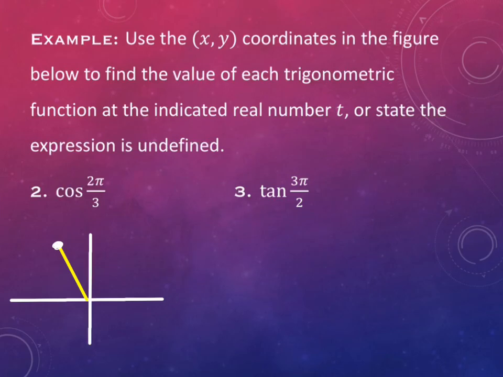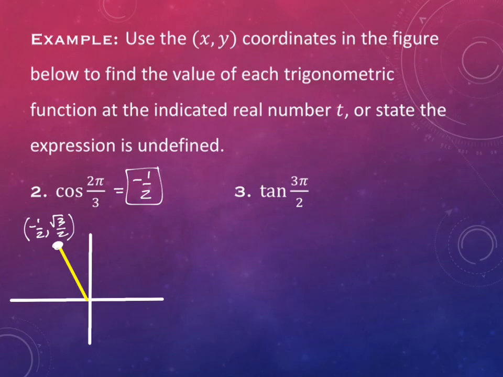So as we think about this location right here, this location is actually at negative 1/2 and square root 3 over 2. But the cosine value is the, which one, x or y? It's the x value. And what's the x value of that ordered pair? -1/2. And we're done with the problem.